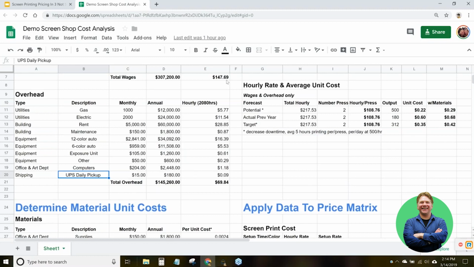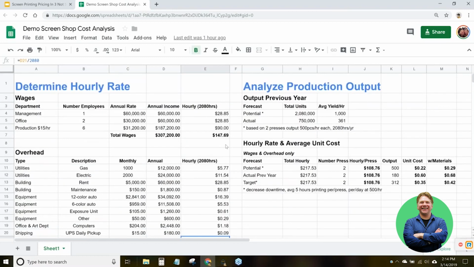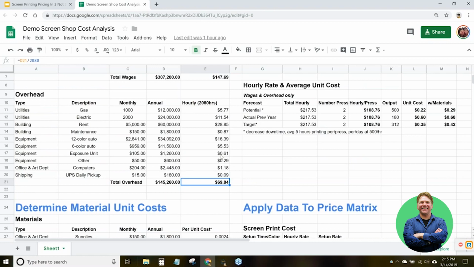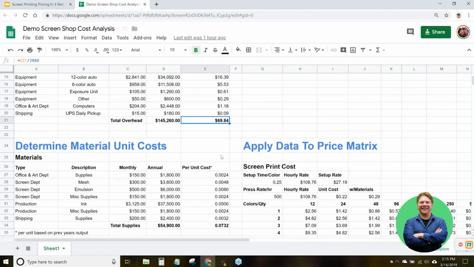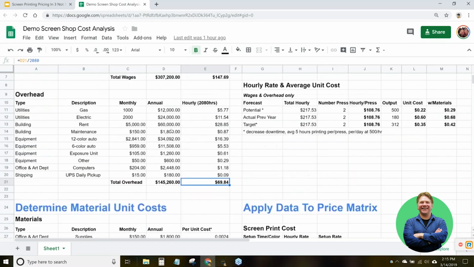So everything that you've got in your overhead. You've got your two figures there that come up that I'm going to be using for a total to come up with an hourly. And then you've got to determine your material cost. Now this is separate from the hourly rate or your overhead, your basically fixed cost.